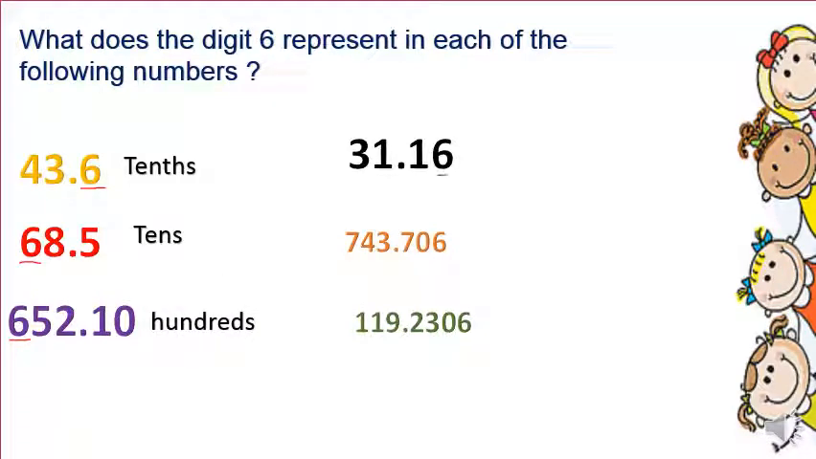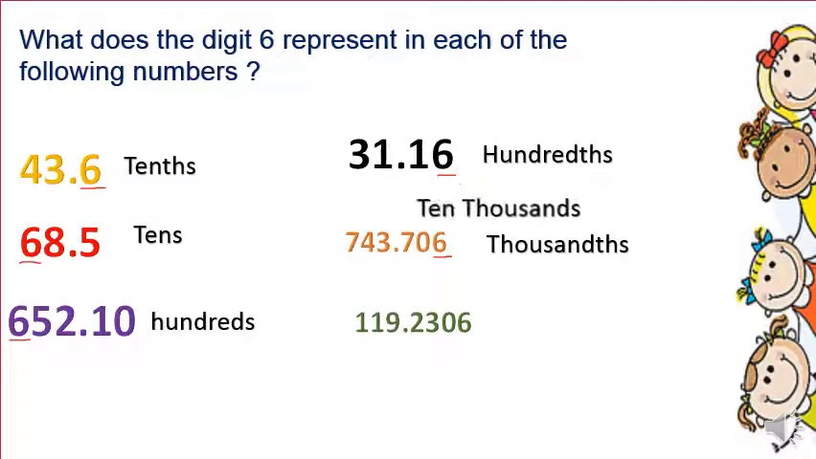Now look here. What does this 6 represent? It's in the decimal part. This is tenth, this is hundredth. Look here. What does this digit represent? This is in the decimal part. Let's review again. This is tenth, the first digit. The second digit is hundredth, and the third digit is thousandth. Now look at the last one. 6 is in the ten-thousandth place.